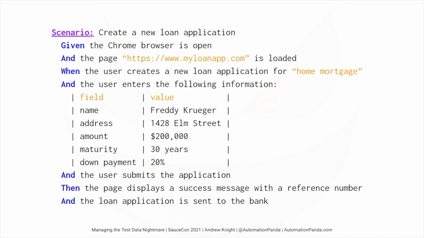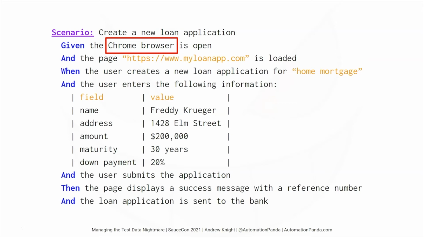Test case data is inherently part of test cases. Let's revisit our example test case from earlier. As we saw before, there are multiple bits of test data throughout the steps of this short scenario. They represent different types of test case data. First, let's look at the first step. Given the Chrome browser is open.